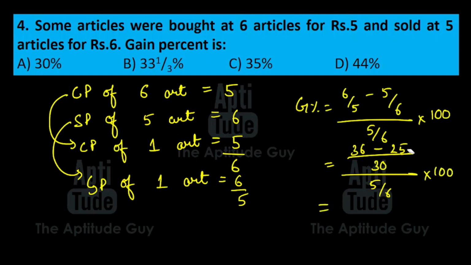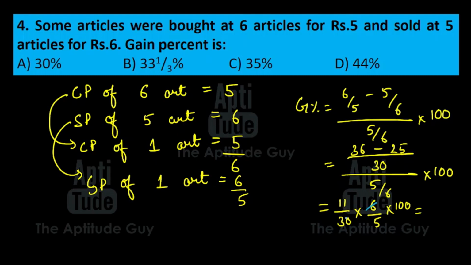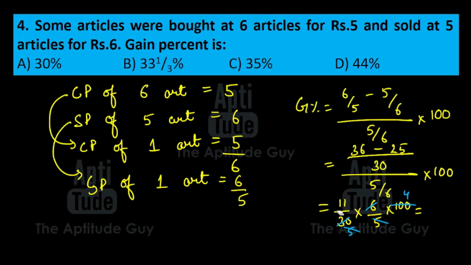This is equal to 36 minus 25, 11 by 30, into the denominator of the denominator becomes the numerator, 6 by 5 into 100. Now my favorite step, let's cancel things out. We have 6 5s are 30, 5 5s are 25, 25 4s are 100. So what is the answer over here? 11 into 4, that is 44%.